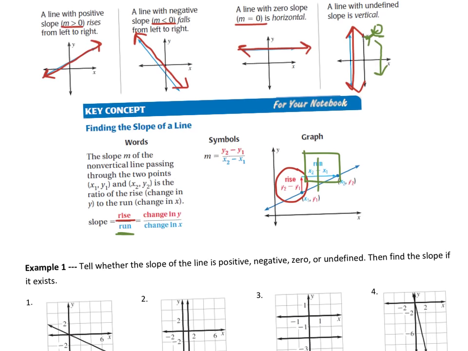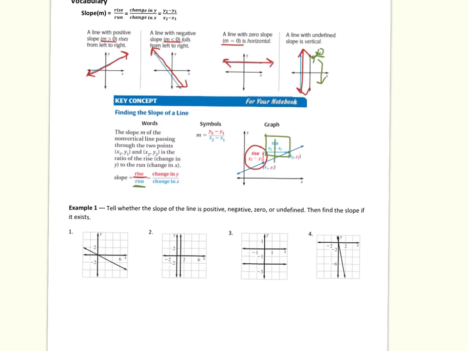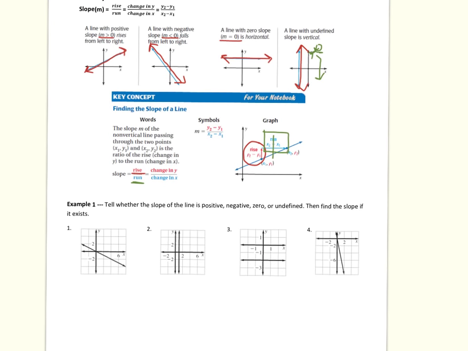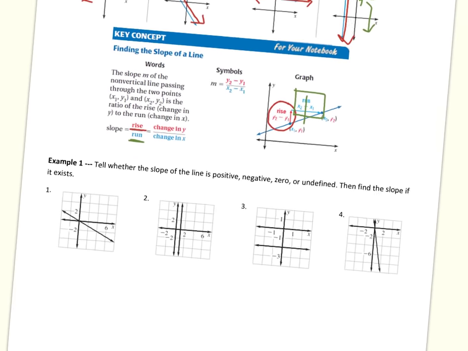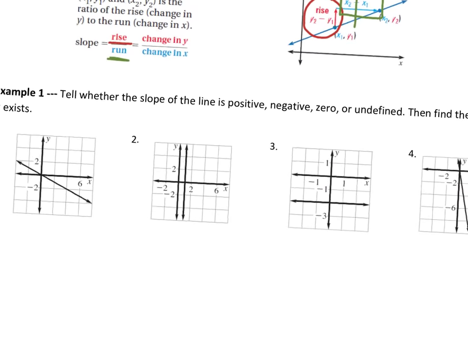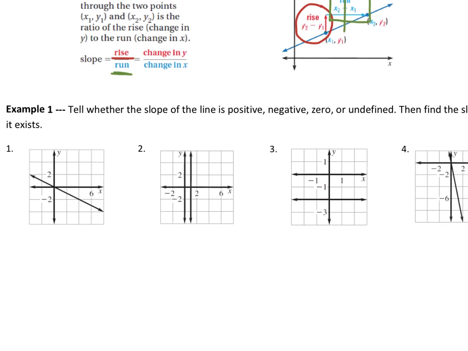And so in this following example, in example 1, you have to tell whether the slope of a line is positive, negative, 0, or undefined. And then you're going to find the slope if it exists. So by just looking at it, and again, I'm going to zoom into them, and you can use those top 4 images on your note packet. Remember, always reading your graph from left to right, so kind of like a book. So if I'm reading from left to right, when I come across this, I'm going to be walking down my hill, so that is a negative slope.